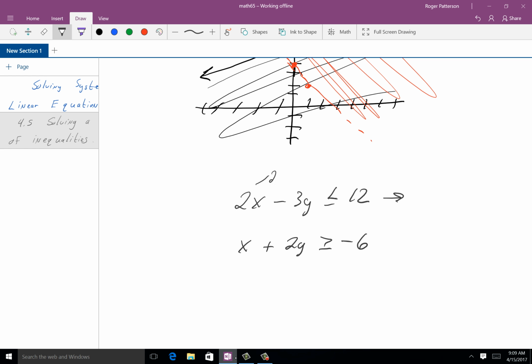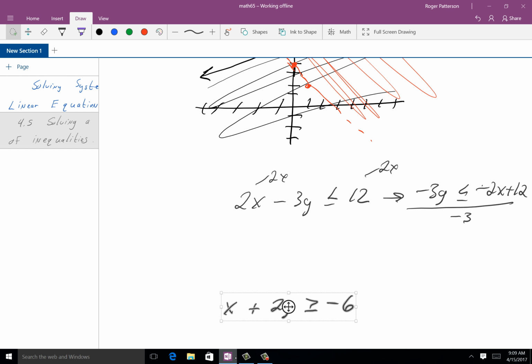So we'll move this 2x over here. I have negative 3y is less than or equal to negative 2x plus 12. Then we have to divide by negative 3. So I have y, negative 2x over negative 3, and 12 over negative 3.